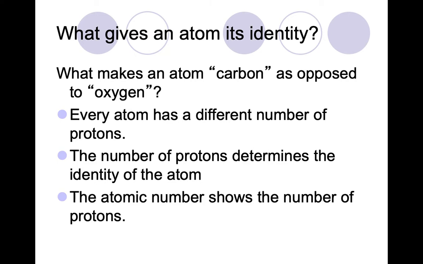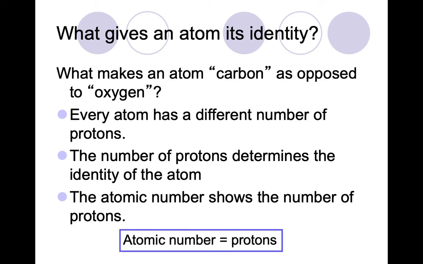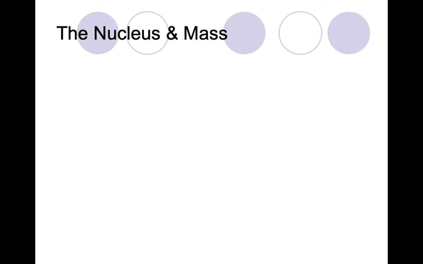If you look at your colored periodic table, the number that's on top of the atomic symbol, the symbol of the atom, that is what we call the number of protons, or the atomic number. So the atomic number is equal to the number of protons. This is a very key formula that you need to remember. You're going to have it on your quiz, so make sure you put a star around it.